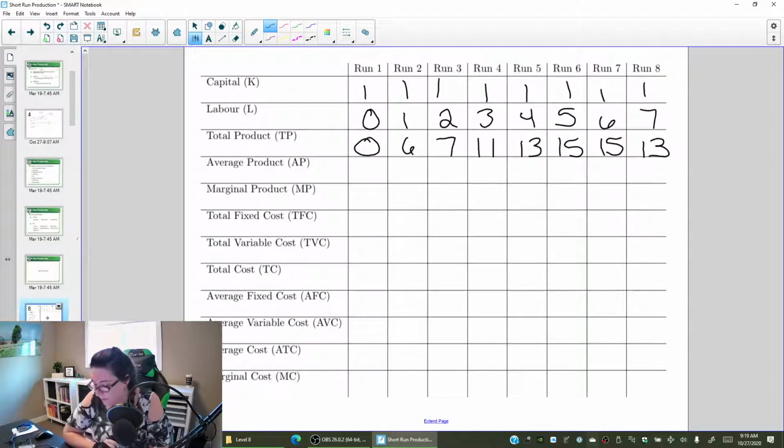So we have our numbers of total product from the demo. So this is from a class that did it a couple years ago. And then you also have the one from the video of your instructors. And so you can do a similar table and similar graphs based on their output. Okay, so let's take this example here and let's graph total product.